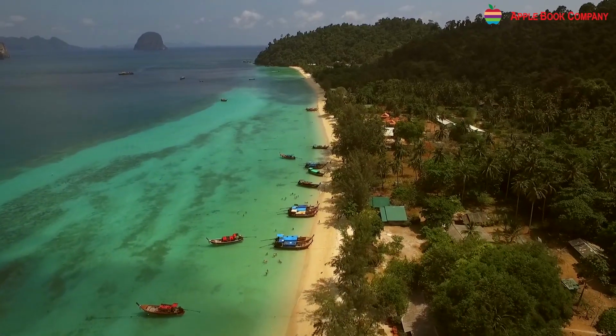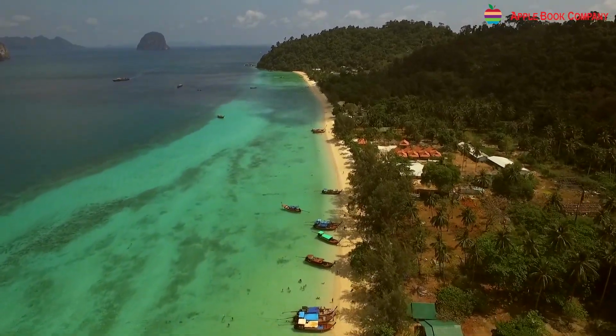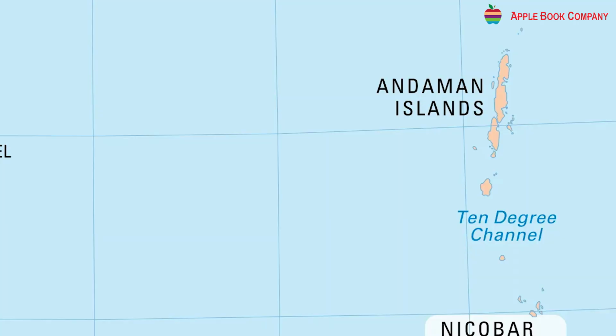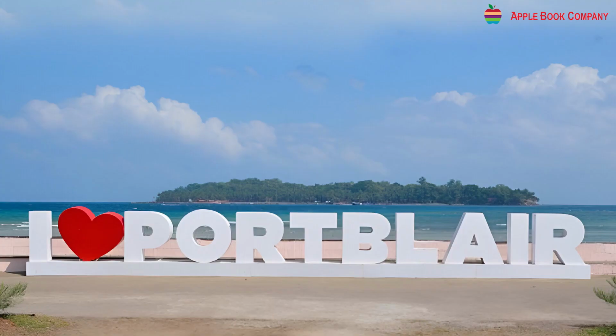People believe that these islands are the tops of underwater mountains. The islands are separated by the Ten Degree Channel, the Andaman Islands in the north and the Nicobar Islands in the south. This region is a union territory and its capital is Port Blair.